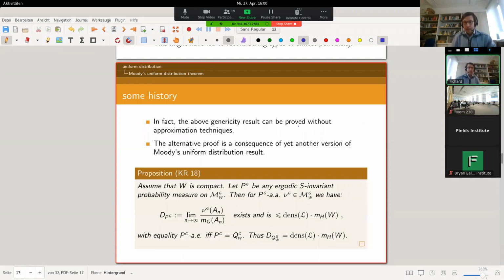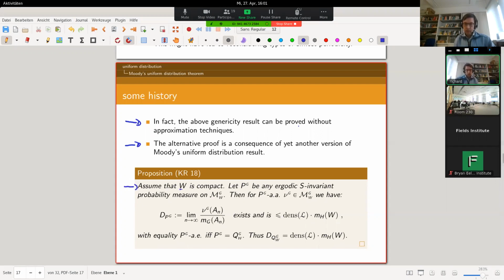Anyway, in fact, this above genericity result is not only possible to prove by approximation via regular model sets, but it can be proved without approximation techniques. And we came up together with Gerd Keller with an alternative proof. And this alternative proof is also another consequence of another version of Mudis' uniform distribution result. And just for curiosity, I will tell you about this main proposition which we are using here.